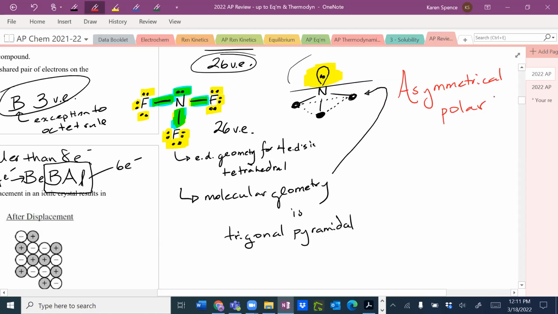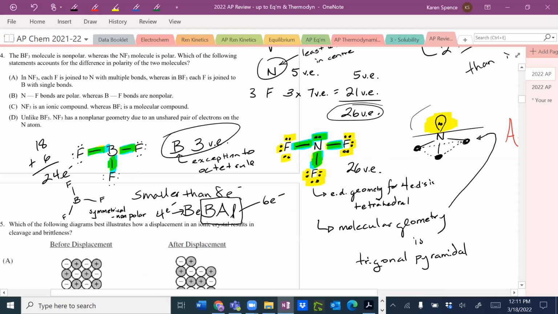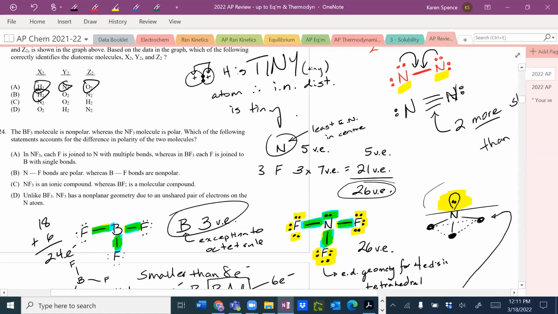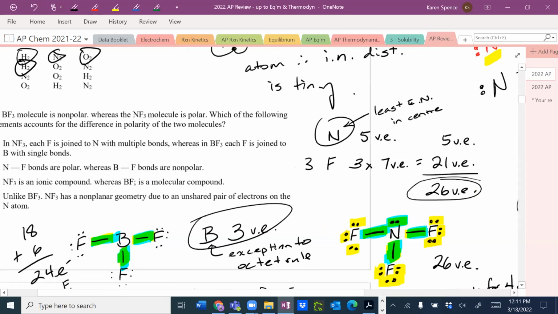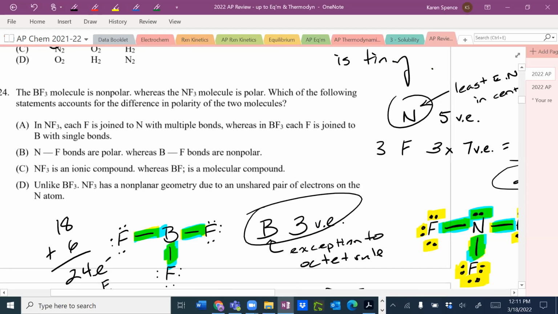So how does this relate to our answers here? Unlike BF3, NF3 has non-planar geometry due to an unshared pair of electrons. And that is going to be the answer, and that should be a comma.